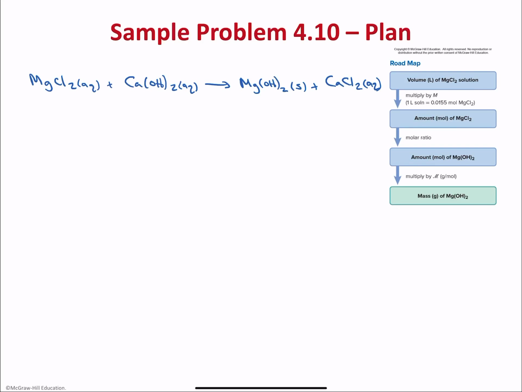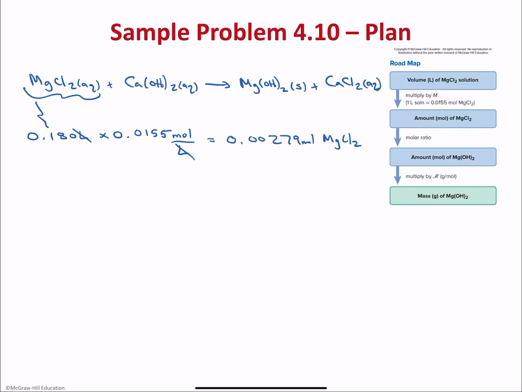Now we need to find out how much magnesium chloride we're starting with. So how many moles do we have? Well, we know from the question that we have 0.180 liters of magnesium chloride, and the concentration is 0.0155 molar. And I'm going to write that out with its units, which are moles per liter. So my liters are going to cancel out, and I'm going to end up with 0.00279 moles of magnesium chloride. So there we go. That's how many moles of magnesium chloride I'm starting with.